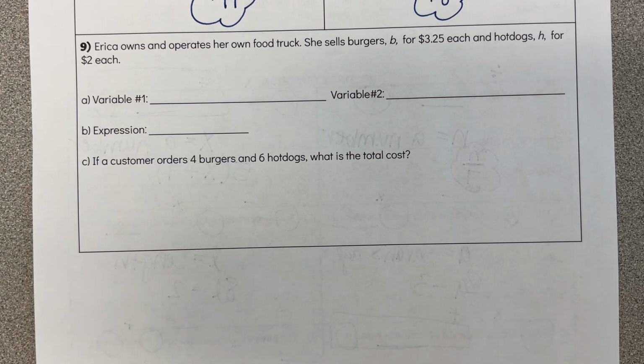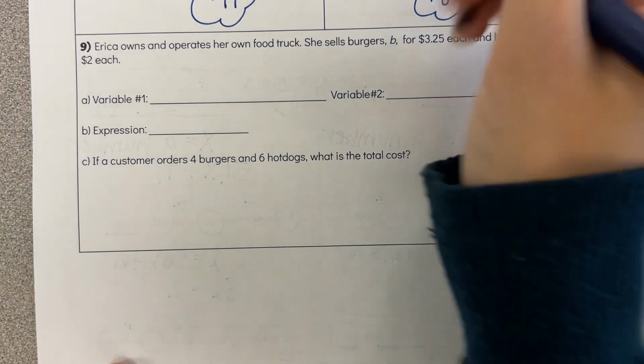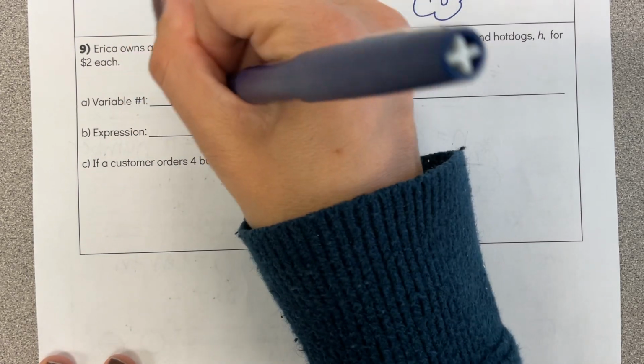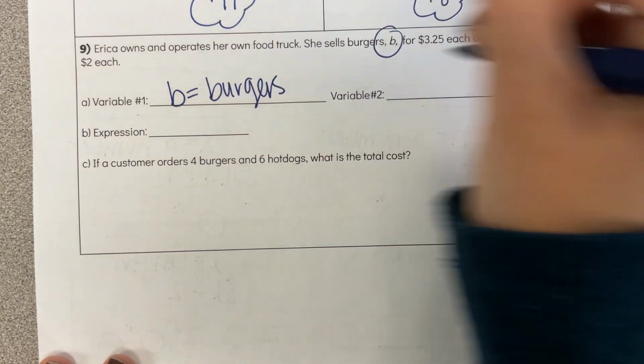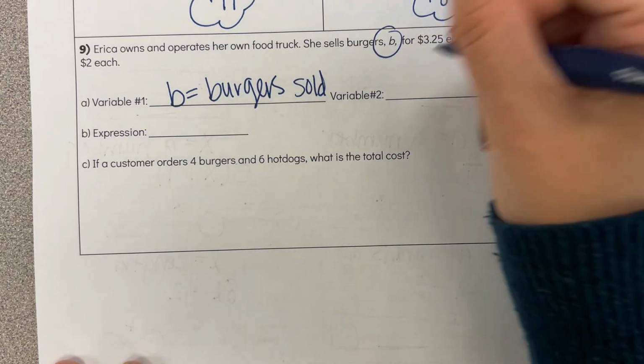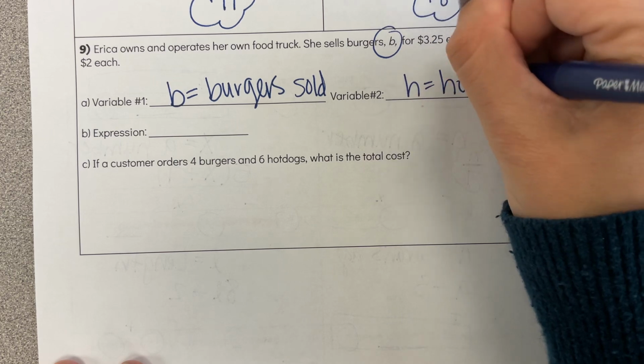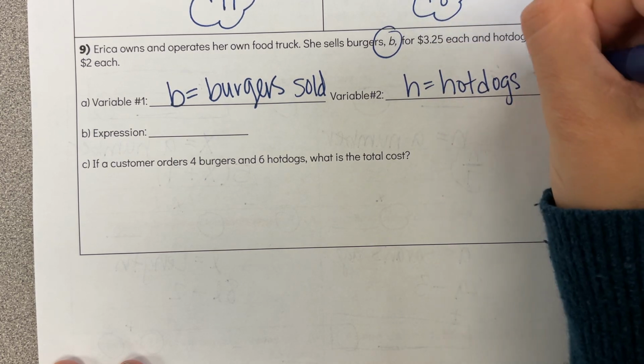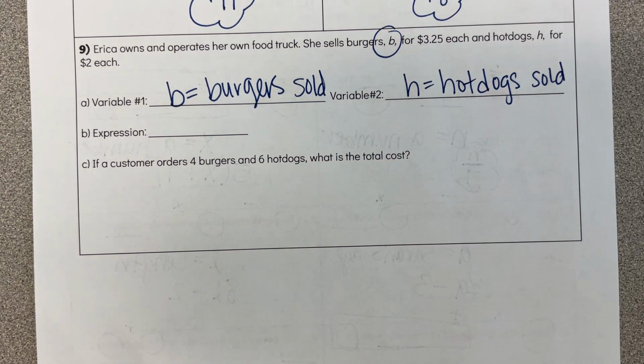All right, last one. Erica owns and operates her own food truck. She sells burgers, B, for $3.25 each, and hot dogs H for $2 each. So in this case, we actually have two variables. So B is representing our burgers, and specifically the burgers sold. And then H is representing the hot dogs, and specifically the hot dogs sold.